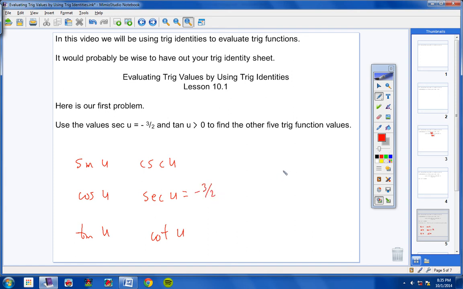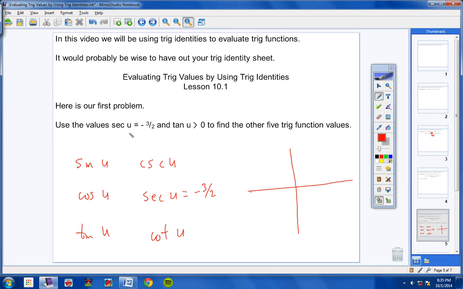Now, the only reason you need to draw a triangle is to very quickly make sure you're in the right quadrant. So listen to me, students, so you know whether or not your sine or your cosine or your tangent will be positive or negative or whatever the sign will be. So let's very quickly find out what quadrant we're in, and then we'll know what signs to use over here, and then we can go on and use our trig identities. Okay, so here we go.